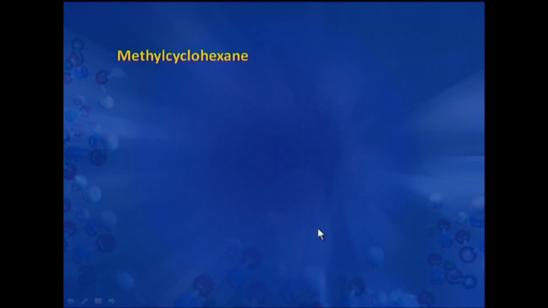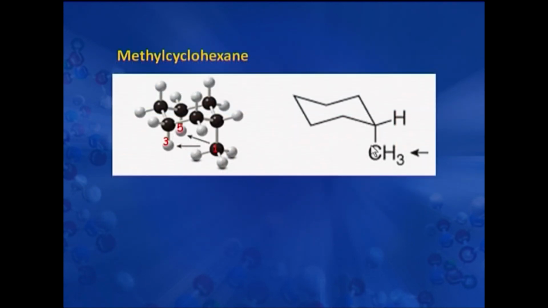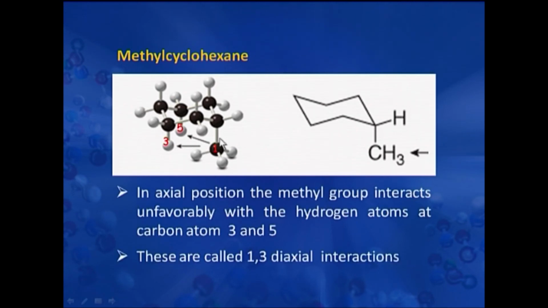The reason for this is that when it occupies the axial position, there is an interaction with the hydrogens at 3 and 5 position carbon with this methyl group. This interaction is also known as 1,3 diaxial interaction. So, whenever a bulky group is present on cyclohexane, out of the two possible chair conformations which we discussed, which were identical when only hydrogens were there, if some group has come, then it prefers to occupy the equatorial position and not the axial position.